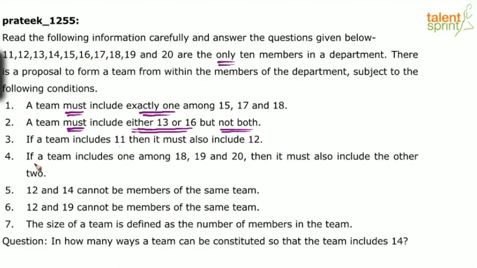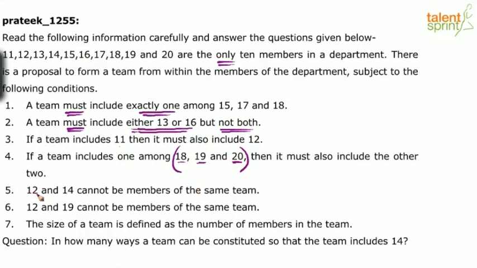So that's point 3. Point 4 says, if a team includes one among 18, 19, 20, then it must also include the other two. So if your team includes anyone among 18 or 19 or 20, then it should also have the other two. So which means what? If you choose 18, then 19 and 20 should also be chosen. If you choose 19, then 18 and 20 should also be chosen. And if you choose 20, then 18 and 19 should also be chosen. Which means all three will come together. Either they'll all come together or they'll not come at all. Are you able to follow?